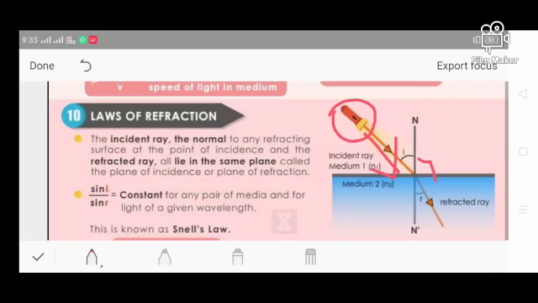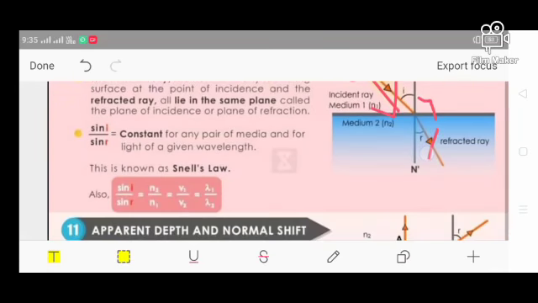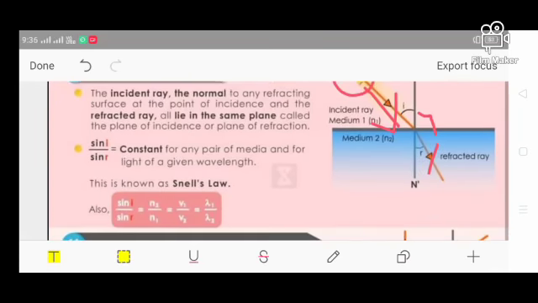The next law is sin i divided by sin r is equal to a constant. That means the ratio between the sine of the angle of incidence and the sine of the angle of refraction is a constant. It is also known as Snell's law. Why is it known as Snell's law? Because the scientist Snell discovered it, so according to his name, it is known as Snell's law.